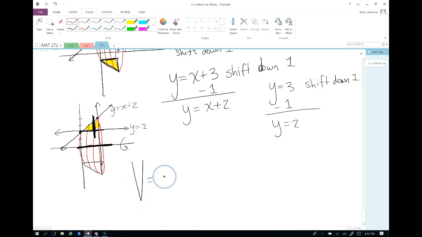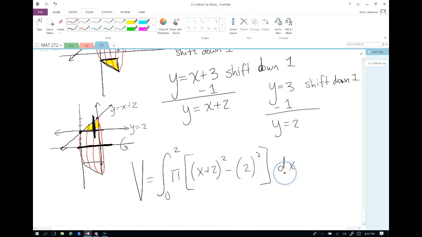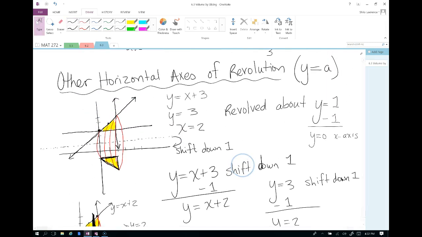So our volume is the integral from 0 to 2 of pi times the outer boundary squared minus the inner boundary squared. And those aren't the same two functions they gave us. We had to shift everything in this problem down 1 unit, and it was based on the axis of revolution they gave us.